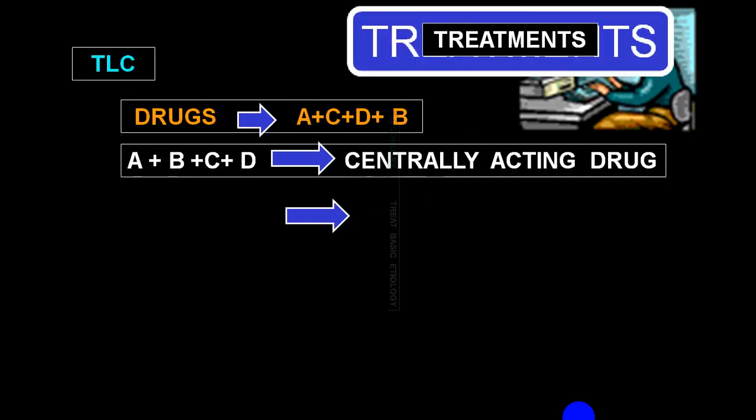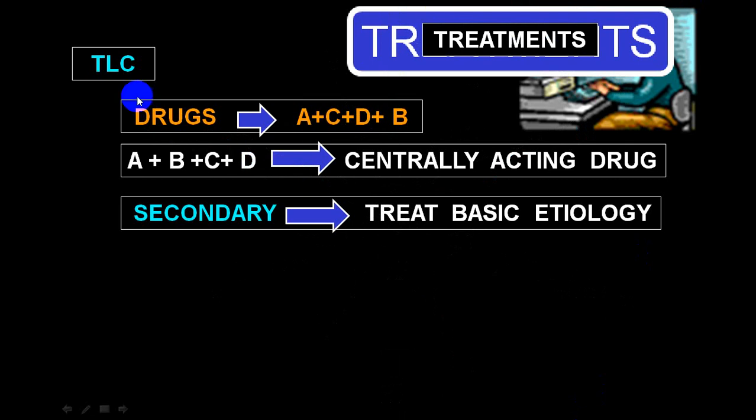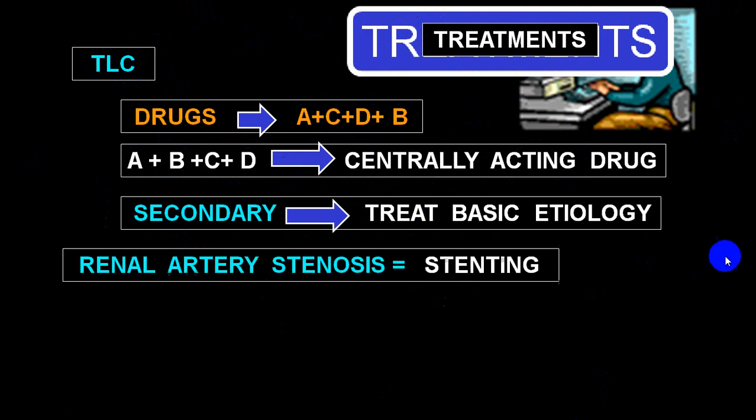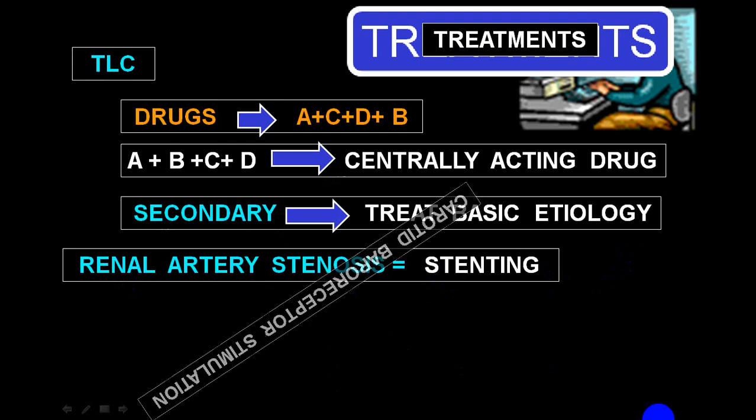And treatment wise, yes, TLC is necessary in all the cases, whether it is primary or secondary. You use A, C, D and B. You use centrally acting drugs. Still if it is not coming under control, and if the person has secondary etiology, treat the basic cause. Usually renal artery stenosis can be treated by stenting.